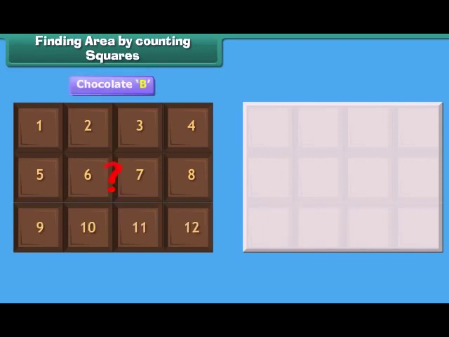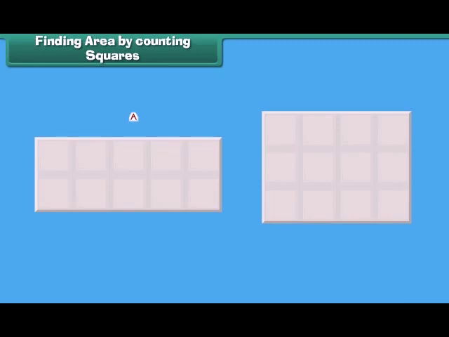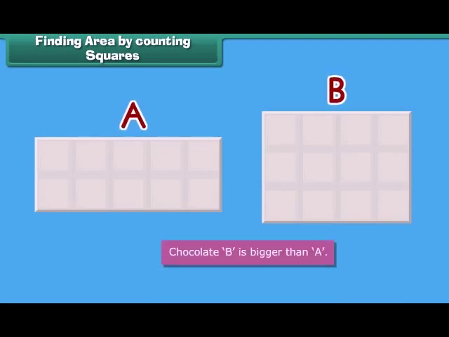Can you tell what would be its area? Very easy. It's 12 square centimeters. So, among chocolates A and B, chocolate B is bigger in size.